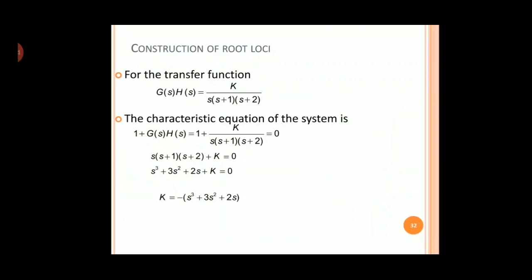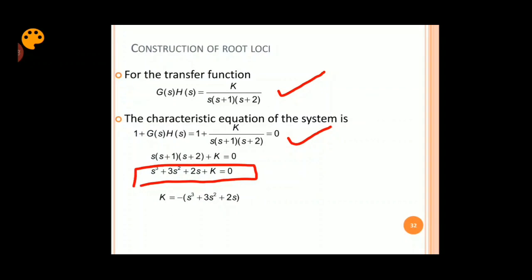So resuming to the previous slide, here g of s into h of s is given. Construct the characteristic equation, that is 1 plus g of s into h of s equal to 0. Simplify that and I get a characteristic equation like this. The next step says get an equation for k. So bring other terms here. So k, I get it as minus of s cube plus 3s square plus 2s.